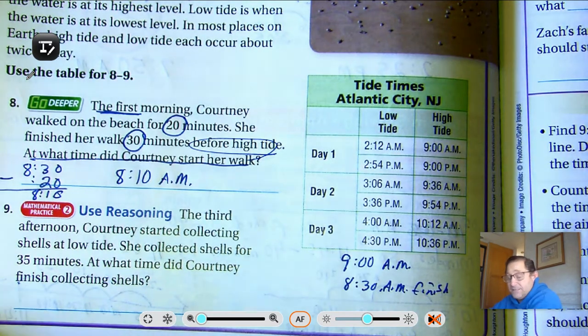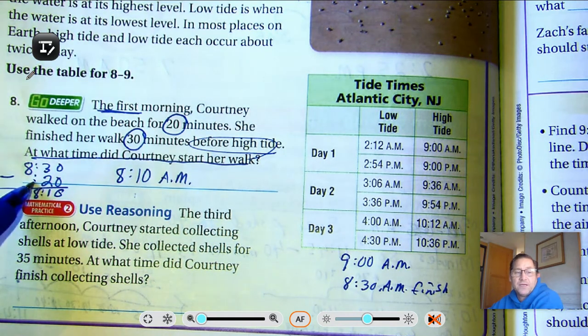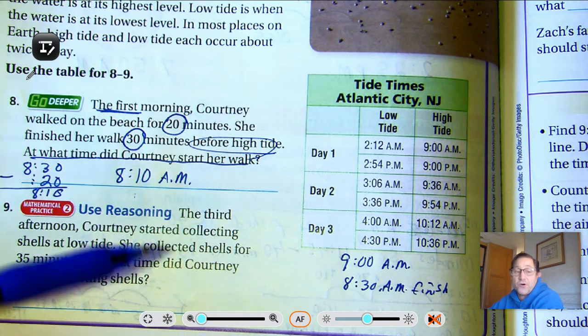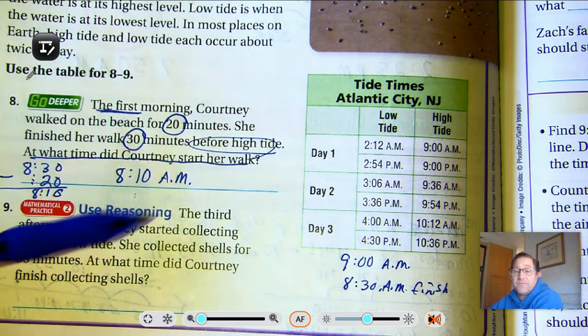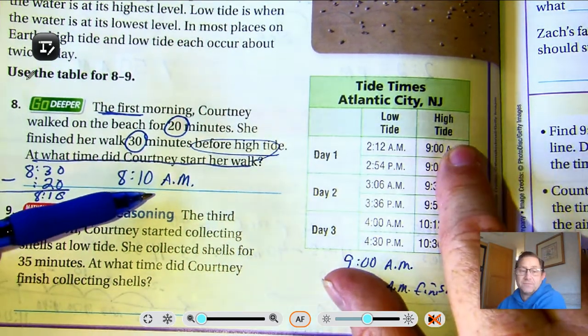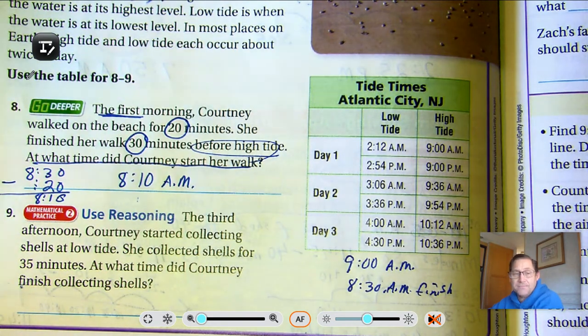Okay, let's see if that makes sense. We can check our answer. Okay, I'm going to go start my walk at 8:10. I'm going to walk for 20 minutes. 20 plus 10 puts me at 8:30. Is that 30 minutes before high tide at 9 a.m.? Yeah, because if I add 30 to 8:30, I'd be at 9 a.m.